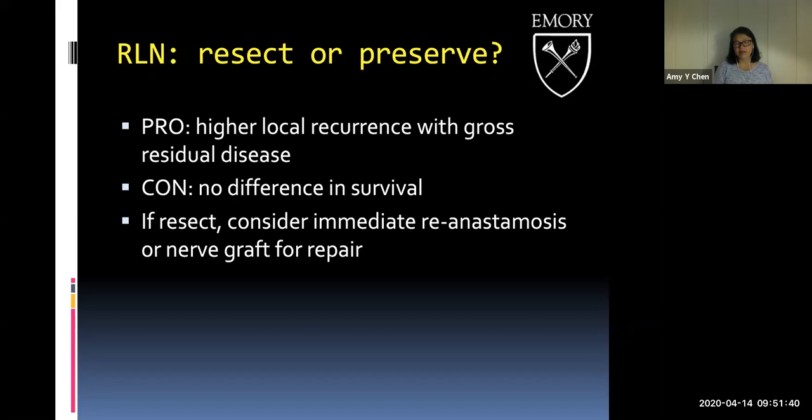The thing that makes us try to resect the recurrent laryngeal nerve is that we know there's a higher local recurrence with gross residual disease. However, unfortunately, in spite of resecting the nerve, and we're thinking that we're doing much better in terms of removal of disease, there's really no difference in survival. It's also very important that if you do resect it, you should re-anastomose it immediately or do a nerve graft for repair. A delayed anastomosis or delayed repair is usually not as efficacious as one that's immediate.